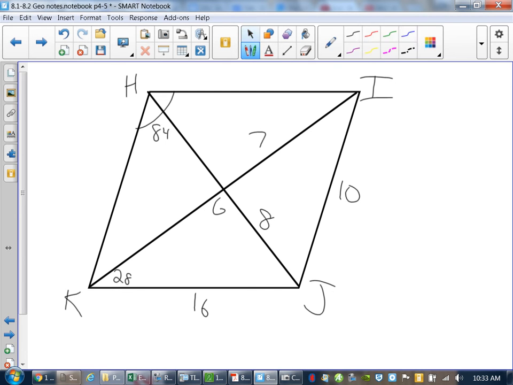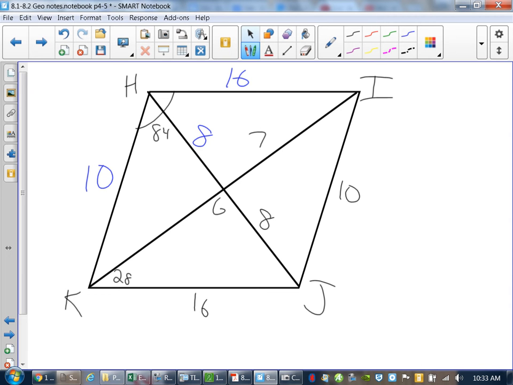Now, going back to what we already know. In a parallelogram, what do you know about the opposite sides? They're congruent. So, if IJ is 10, what's HK? 10. Okay. Which means HI is what? 16. Okay. Which means HG is what? Whatever you want. It has to be what? 8. It has to be 8, because they bisect each other, which means those two chunks have to be the same.